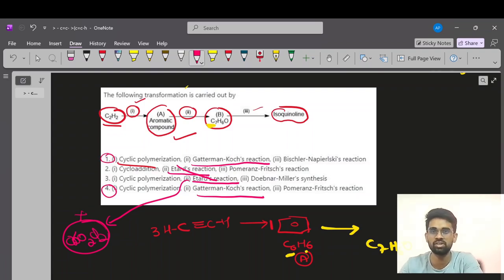Let us discuss. So the Gattermann-Koch reaction is what happens here: CO and HCl in the presence of anhydrous AlCl3. You are going to get benzaldehyde. Benzaldehyde has how many carbons? 7 carbons. So this is your product B here. Now upon treating with the third compound, you are going to get an isoquinoline.